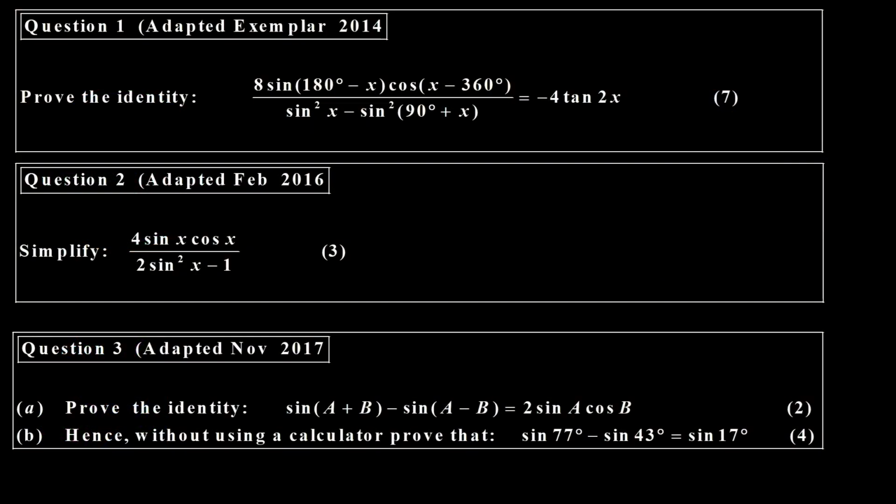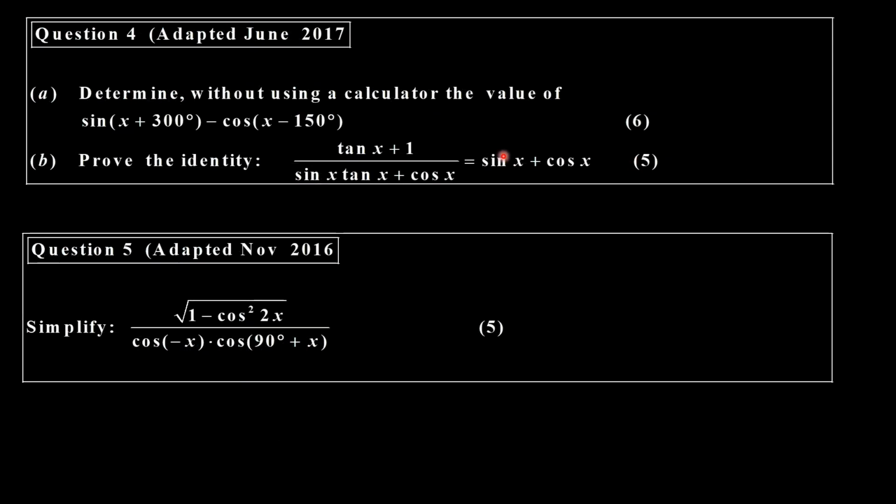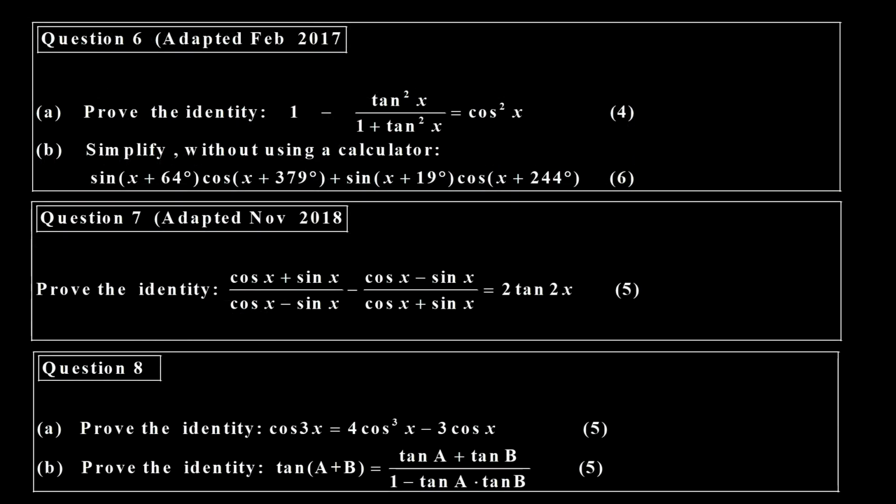Here we have 3 examples. The first one is proving an identity. The next one is a simplification of an expression. And the third one is an identity with a simplification. Let's look at the next one. Here we have a simplification, an identity, and then another simplification. Let's look at the last 3 examples.